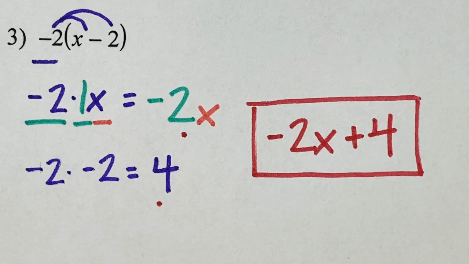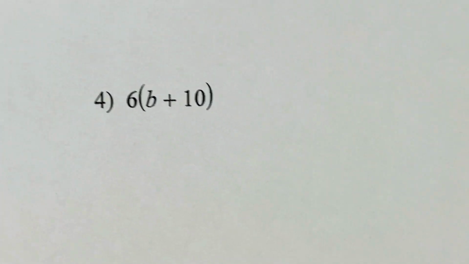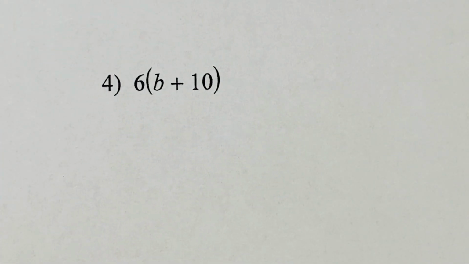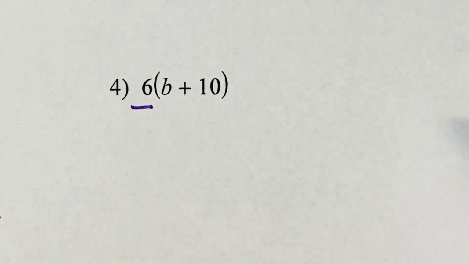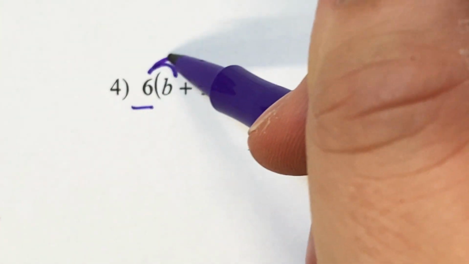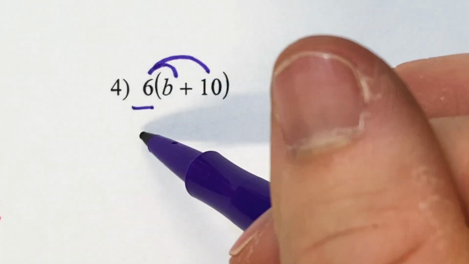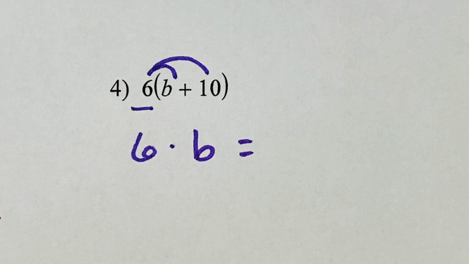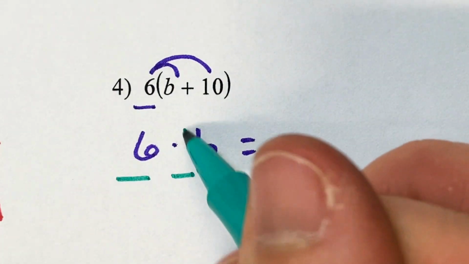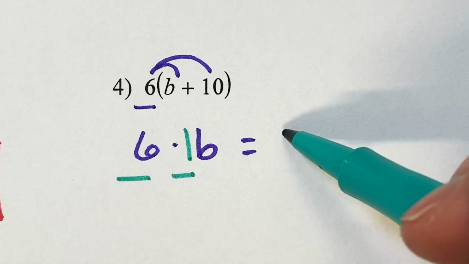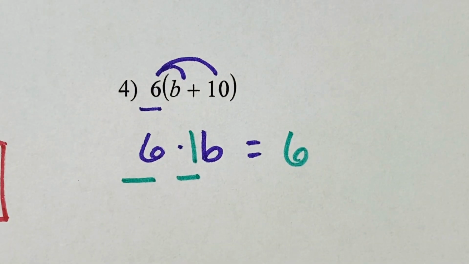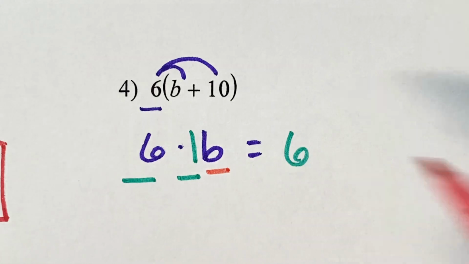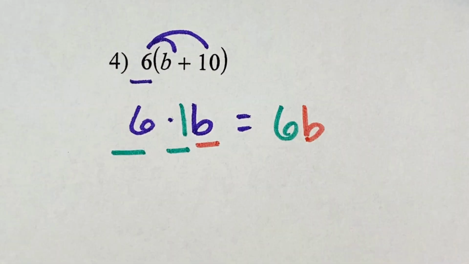Okay, beautiful. Let's look at number 4. So for number 4, what is the number right in front of the parentheses that needs to distribute? It's going to be this positive 6. Okay, so 6 needs to multiply to the b and the 10. So 6 times b, and this, again, is like saying 6 times 1 is just going to give me 6. And then there was 1b that was being multiplied, so 6b.